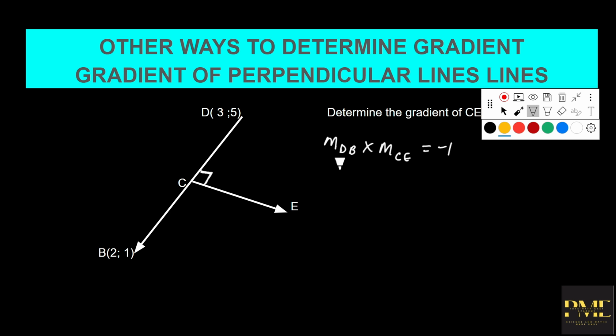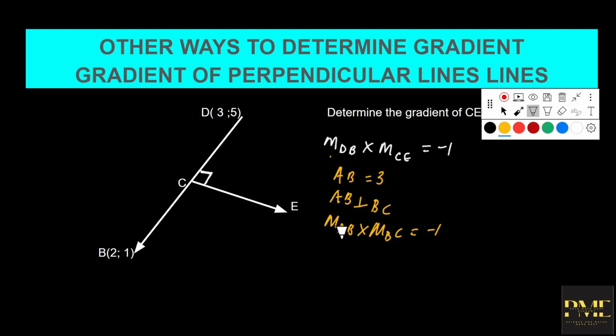So let's say you've got two lines, right? Let's say we've got line AB, okay? Its gradient is maybe 3, okay? Then you are told that AB is perpendicular to BC, and you must calculate the gradient of BC. So what you're going to do is say the gradient of AB times the gradient of BC, I know it will always be -1.